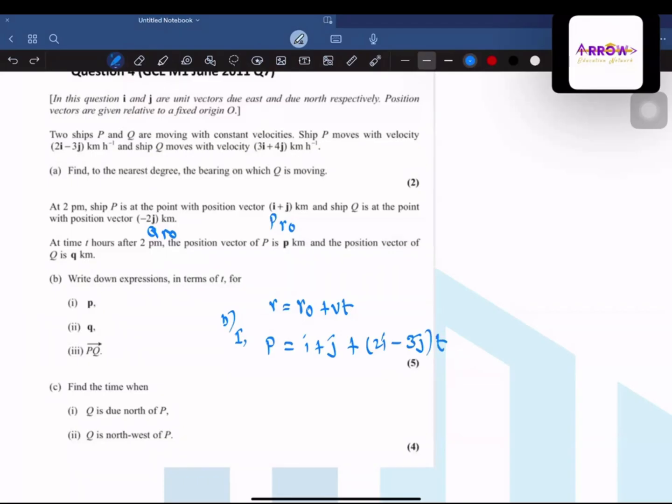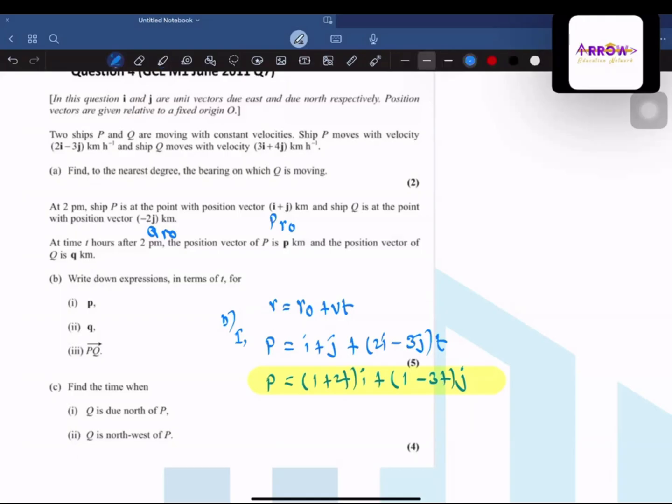Otherwise, you can do one more step, which is usually helpful for the further parts: separate the i components and j components. Taking i common, multiplied by 1 plus 2t, and taking j common, multiplied by 1 minus 3t. So this is the small p vector, and this is supposed to be your answer to part B, part 1. The i component is 1 plus 2t, and the j component is 1 minus 3t.